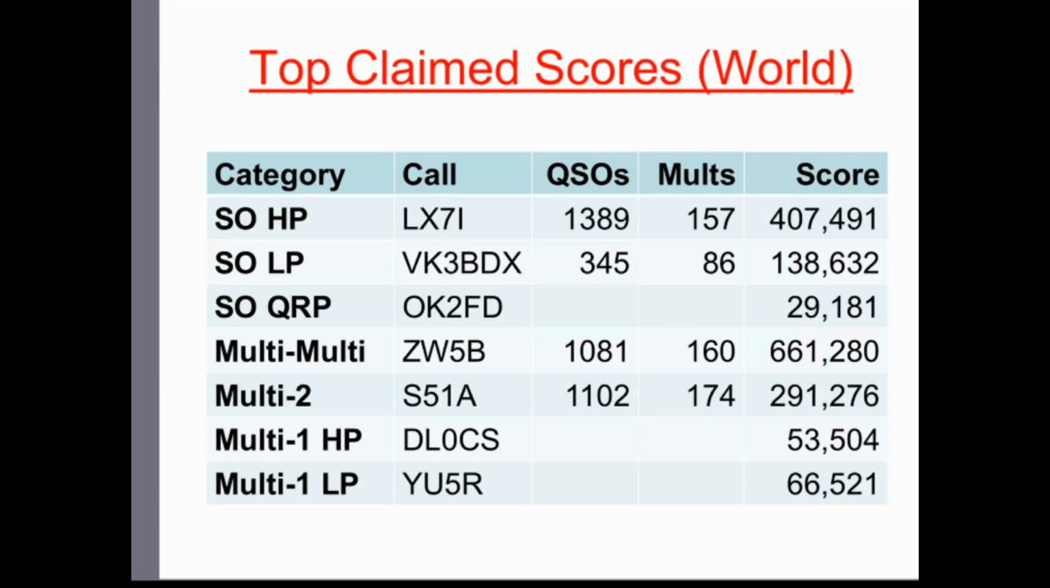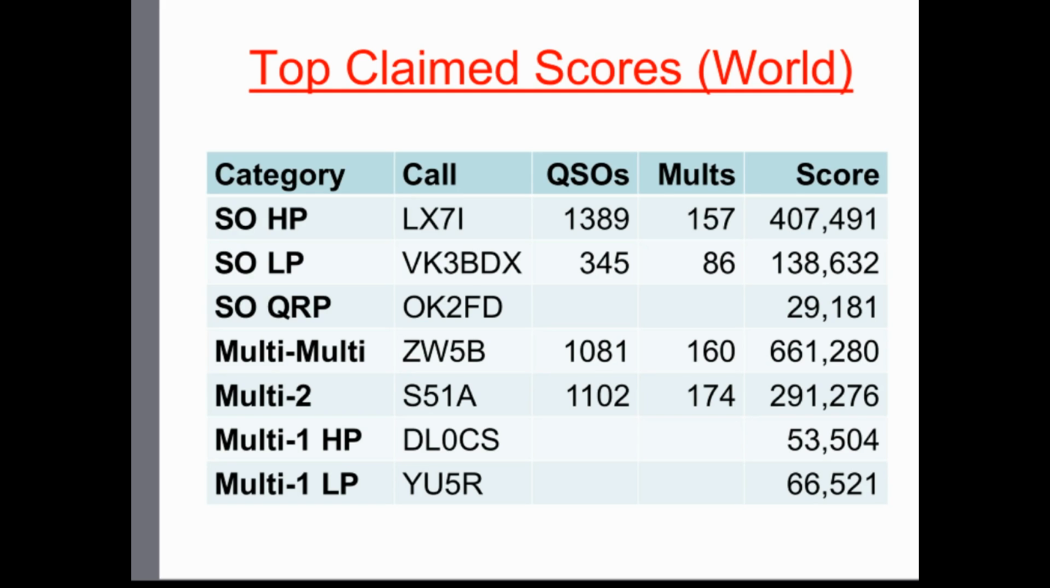So let's look a little bit at the top scores in this worldwide Digi contest. Single op high power, almost 1,400 QSOs, 157 multipliers. There are only 300. The multipliers do count on each band. I mean, you can add up the ones on each band. So this doesn't mean that he worked 147 out of 320 some, whatever there are, fields. But the total sum of all the ones he worked on each band are shown there. So you can get a pretty good feeling.